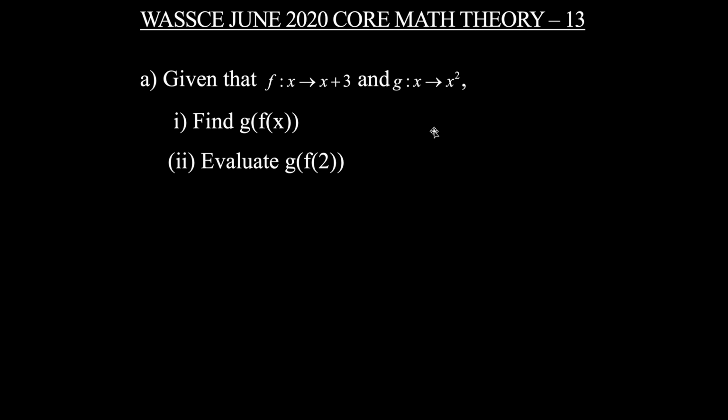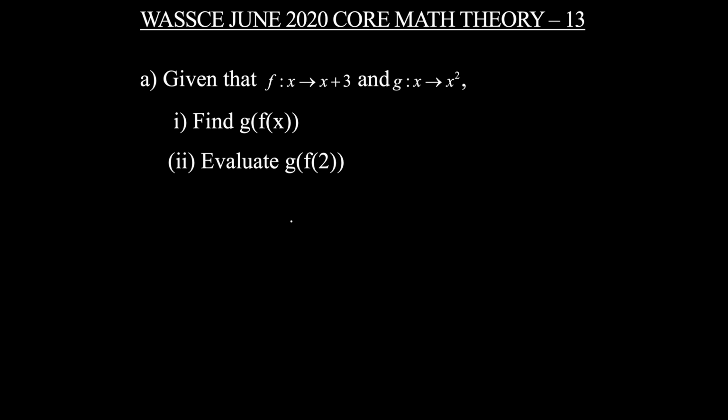In today's video, we'll be solving question 13 of the 2020 WASSCE Core Maths Theory questions. So we begin with question 13a. Given that f of x maps onto x plus 3 and g of x maps onto x squared, find (i) g of f of x, (ii) evaluate g of f of 2.